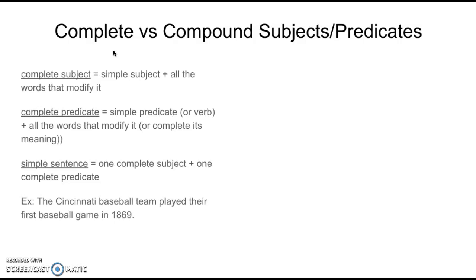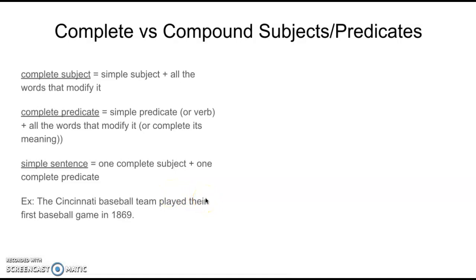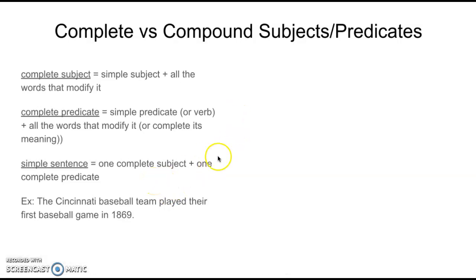All right. Cincinnati baseball team played their first game in 1869. What is the simple subject of this sentence? If you said team, you're correct. The complete subject is the Cincinnati baseball team: simple subject plus all the words that modify and complete its meaning. What is the simple predicate? Played. Everything after played completes the meaning of the predicate: played their first baseball game in 1869. And that creates a simple sentence.